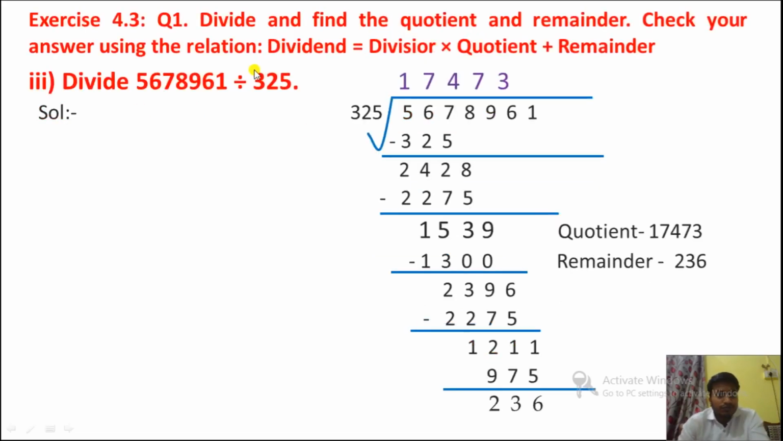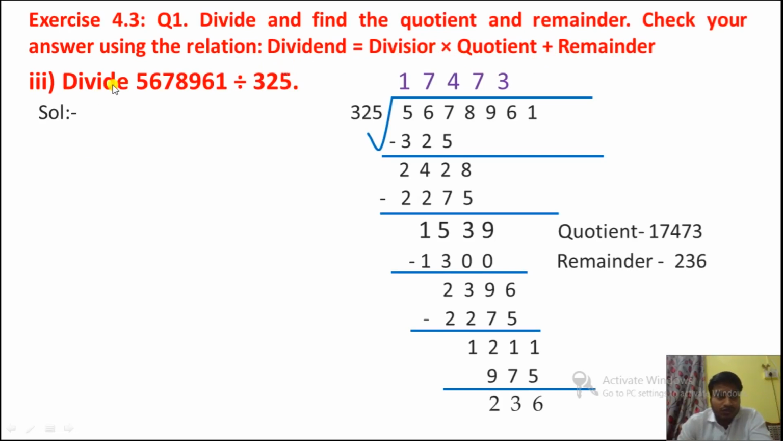Now this is question number 1-3. This is also from exercise 4.3. Divide and find the quotient and remainder. Check your answer using the relation: dividend equals divisor into quotient plus remainder. So first you have to find out the quotient and remainder. After that you have to verify whether your answer is correct or not.